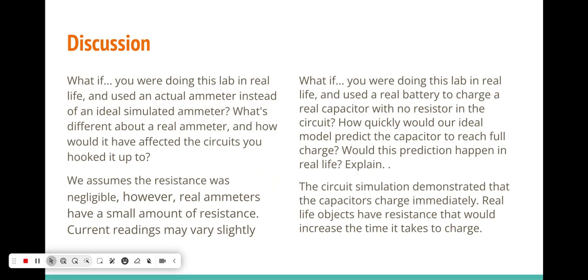So if we were doing this with a real-life ammeter, there might actually be a small amount of resistance, because in this case we assumed that the resistance was negligible in the simulation, but if there was a real ammeter, there might be a small amount of resistance. And then if we were doing this lab in real life and used a real battery, the charging time would not be 0 as we assumed it was, but it would potentially be more because real-life objects have a resistance that would increase the time it takes to charge.